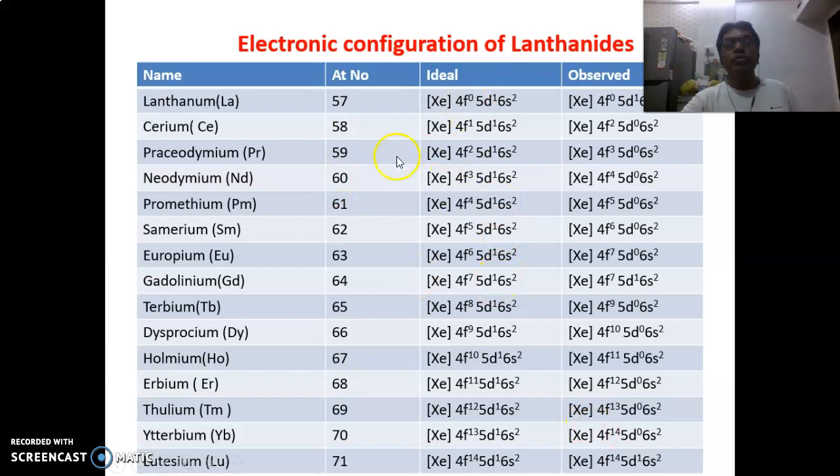So this is about the electronic configuration of the lanthanide elements. The first one is the ideal electronic configuration, and the second one is the observed electronic configuration. According to the ideal electronic configuration, 5d1 6s2 remains constant. According to the observed electronic configuration, 5d0 6s2 remains constant, except for lanthanum and gadolinium, because gadolinium has the 4f7 5d1 6s2 electronic configuration, which is a stable electronic configuration, so we cannot destroy the stability here. The same is the case for lutetium. In this way we have discussed the electronic configuration of the lanthanide elements.